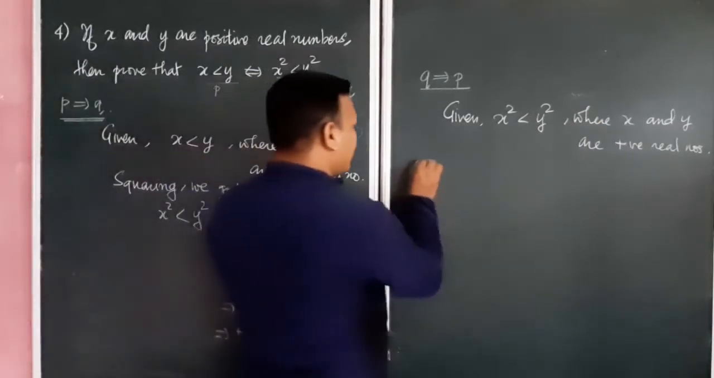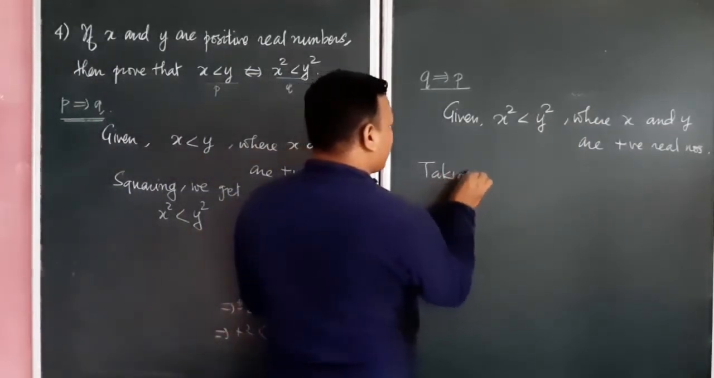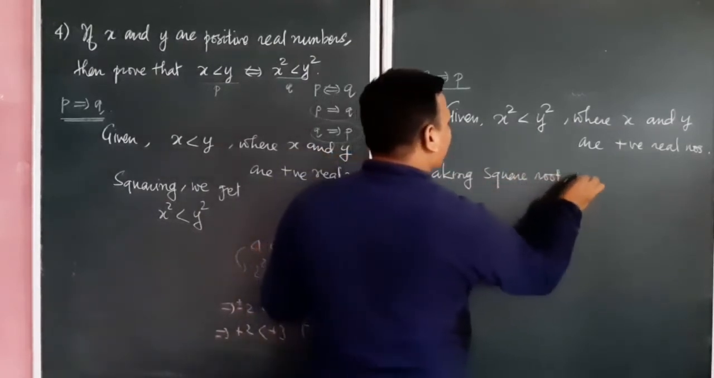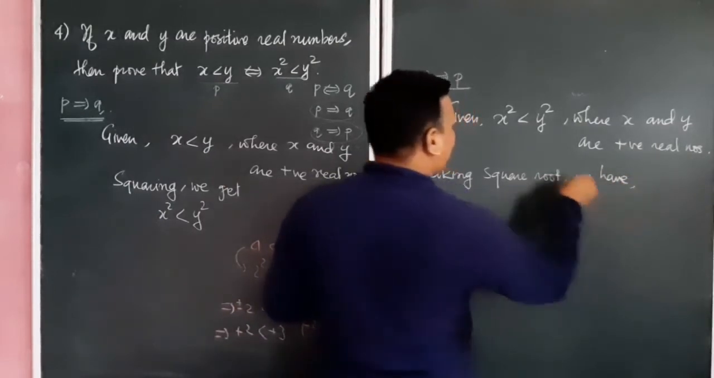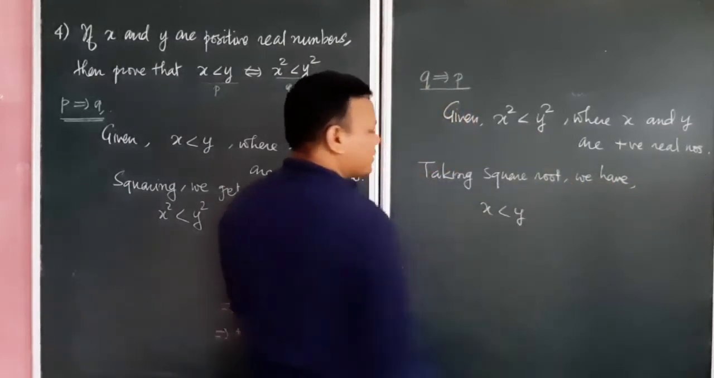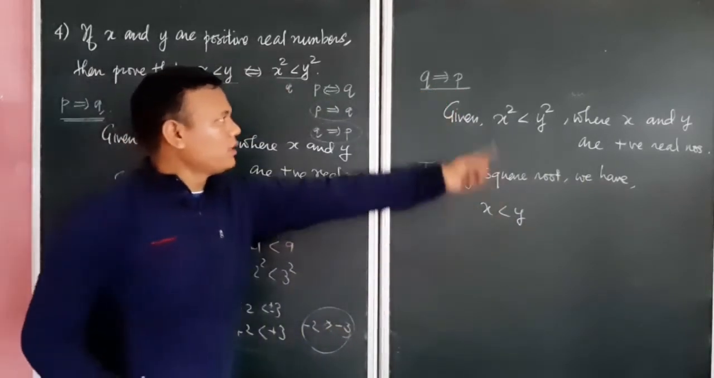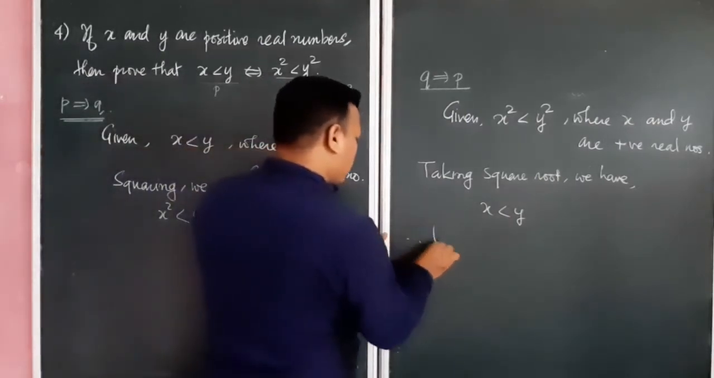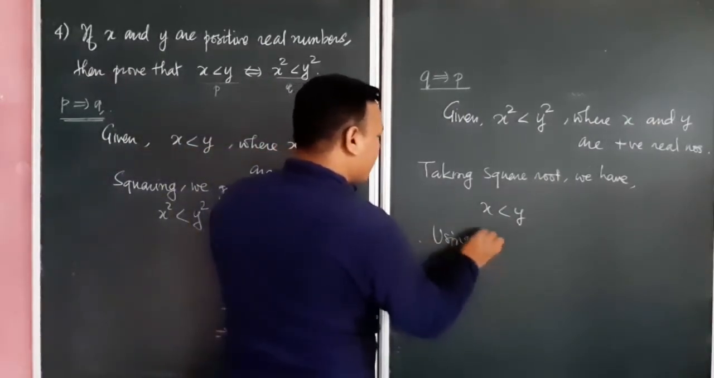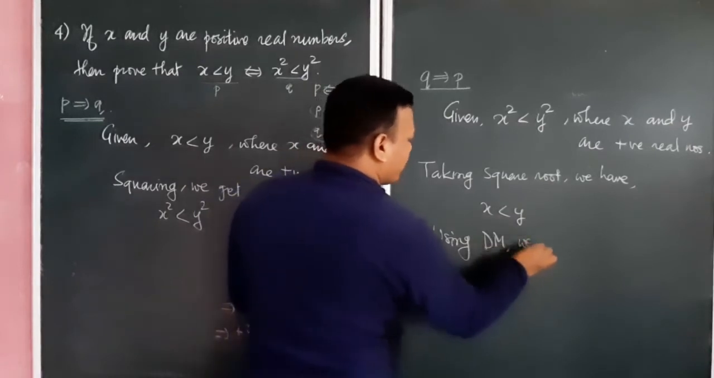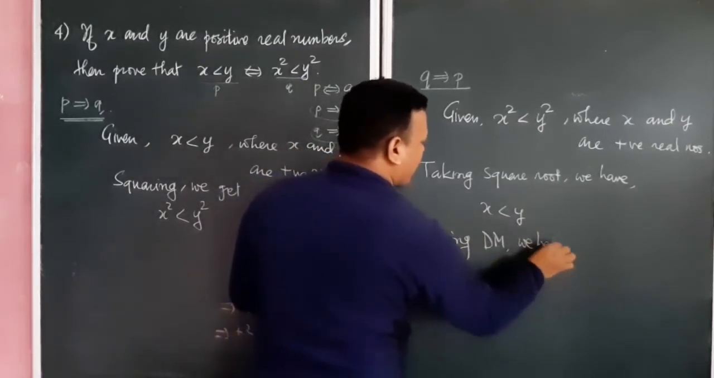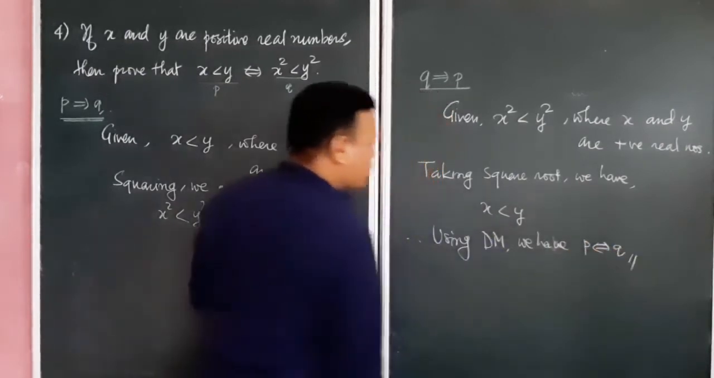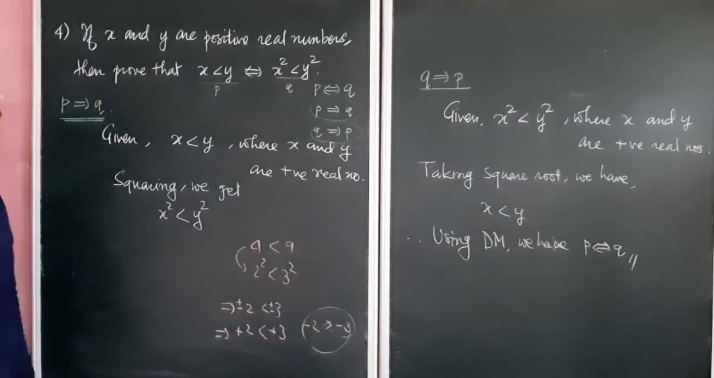So taking square root, we have, okay, we clearly have x is less than y. So that's what we wanted to prove, which is p. So that's what we proved here. So using the direct method, we have p implying and implied by q. So that's what we wanted to prove here. So you may pause the video to note down.